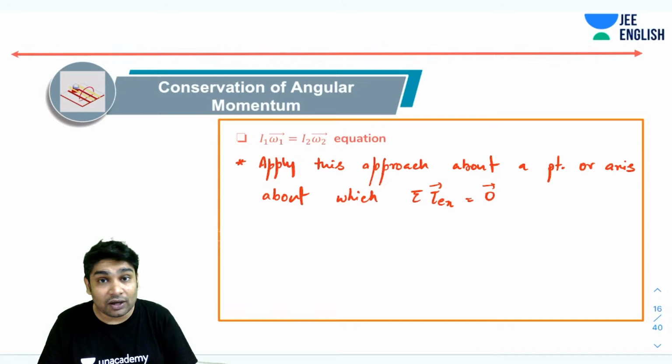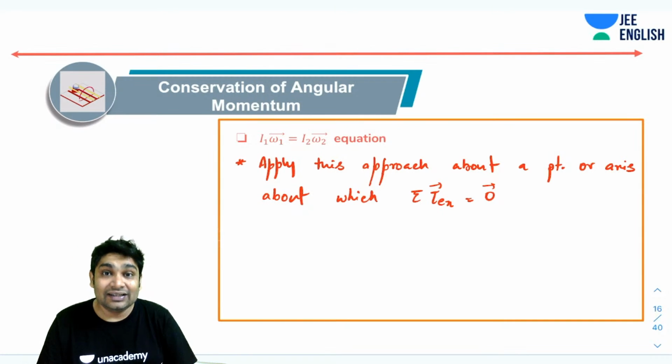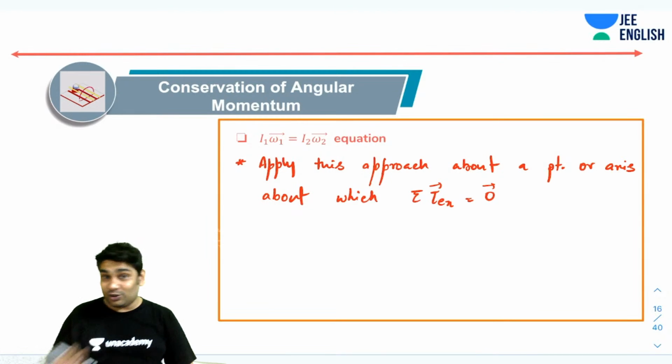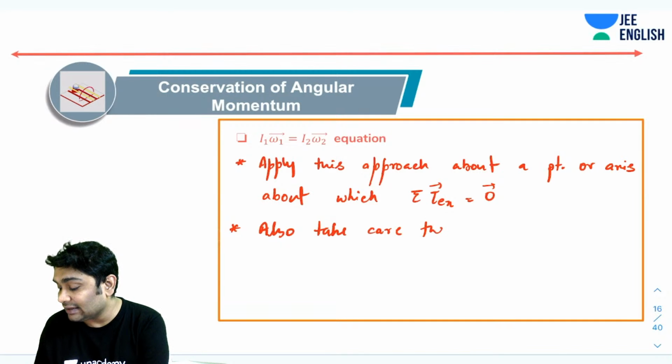And if we are talking about the axis of rotation, then you can easily write this, because then you don't have to worry about pseudo torques. So also take care that the axis does not pass through non-inertial points.